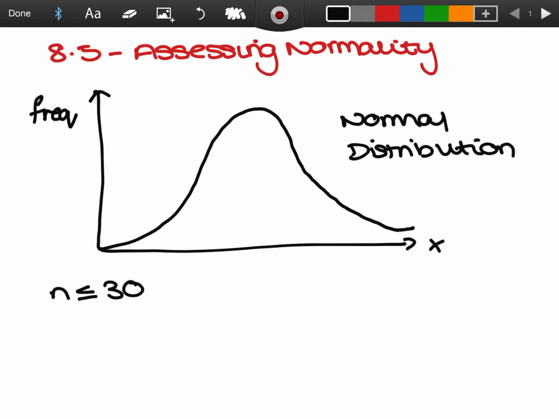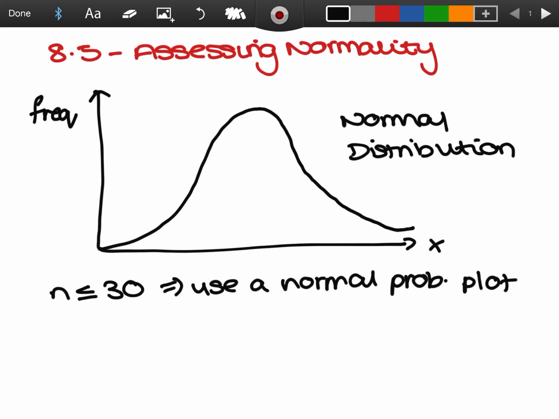Okay, if you have a small amount of data points, it's very difficult to see this kind of shape occur on your graph because you don't really have enough data points to see an obvious bell-shaped symmetric curve. So we tend to say if we have less than or equal to 30 data points, n being the number of data points, we use something called a normal probability plot instead. That normal probability plot is going to tell us whether our data points actually follow a normal distribution.